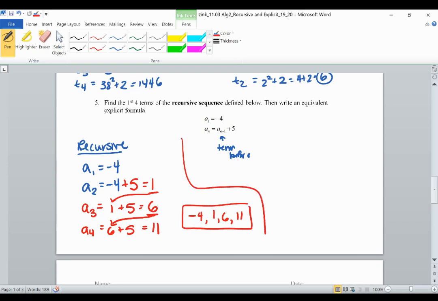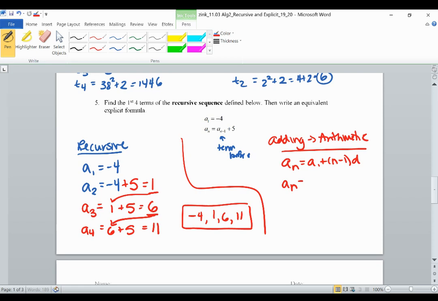Now it says to find your explicit form. So to find our explicit form, we want to figure out, are we adding or multiplying to get to the next number? And in this case, we are adding. So again, you can try to figure it out yourself and see what you're adding each time. But I see that we're adding 5 each time. So I'm thinking arithmetic, which means I'm going to use my term formula for an arithmetic sequence, which I'm given on my reference sheet. So make sure you check it out there.